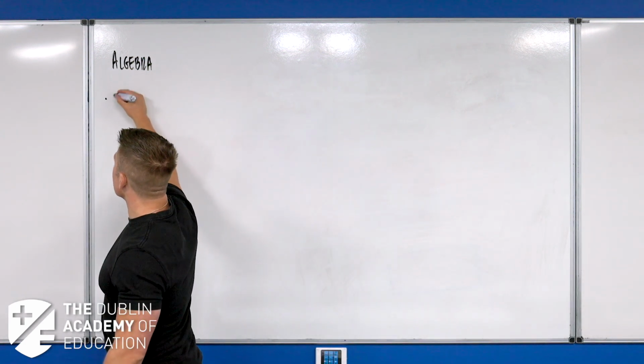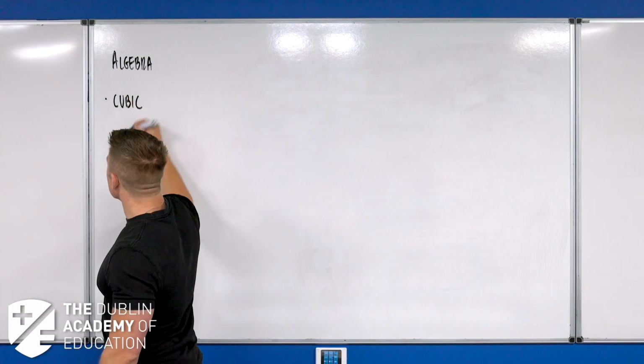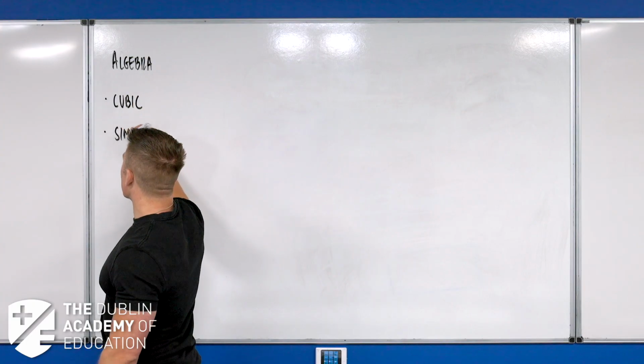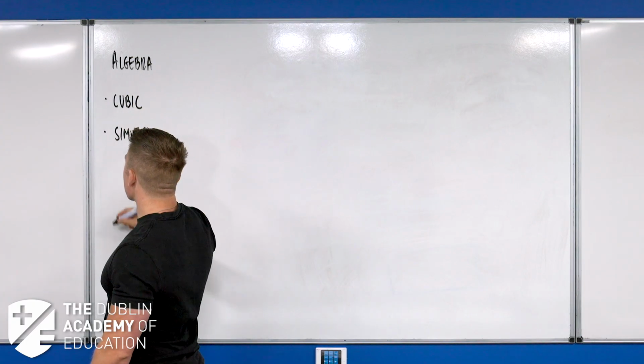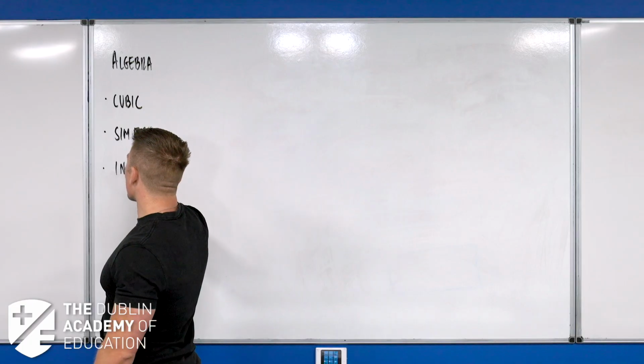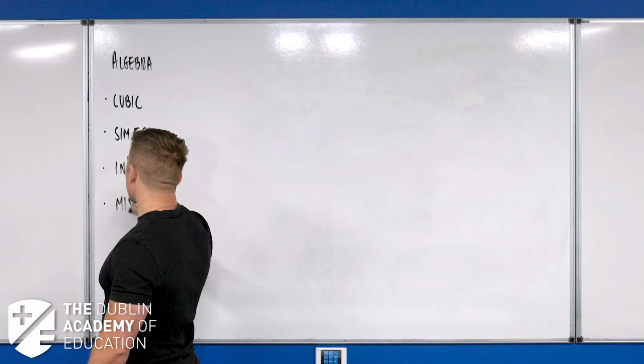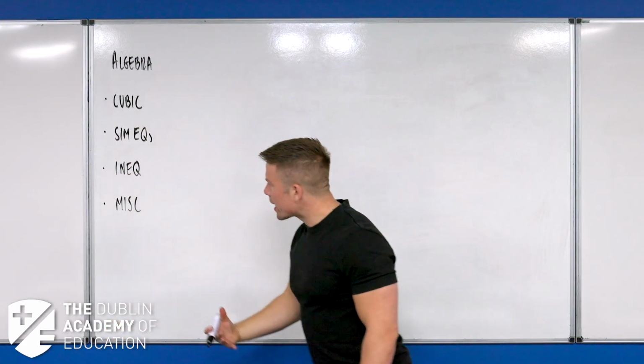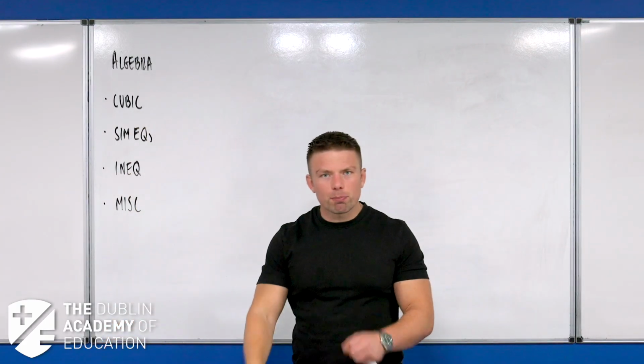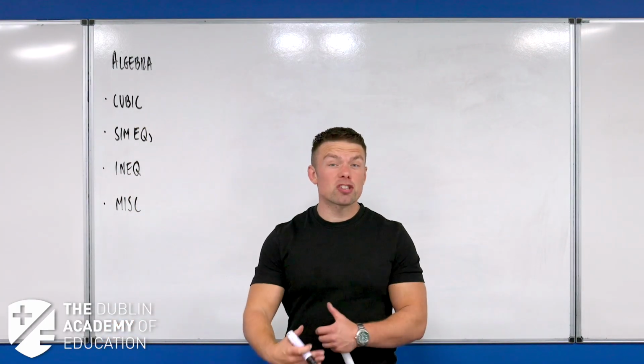We've got, in algebra, something called a cubic. We've got simultaneous equations, which you would have definitely heard of before. We've got something called inequalities. And then we've got something called miscellaneous. And miscellaneous is just all the other little bits and bobs of algebra that could potentially form a question.